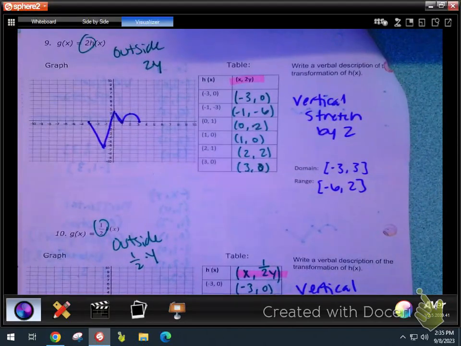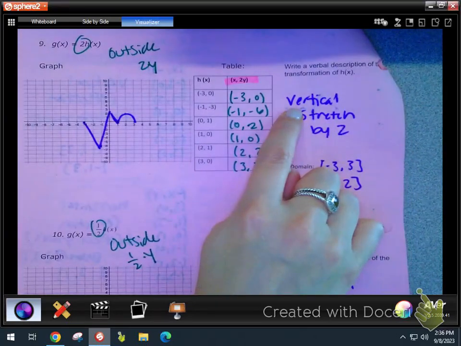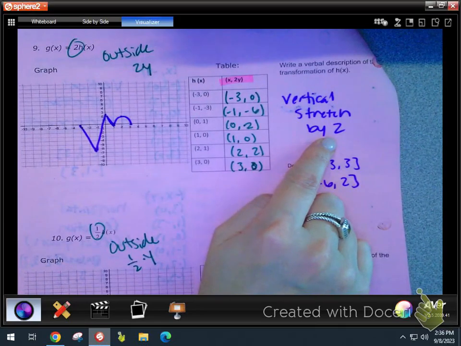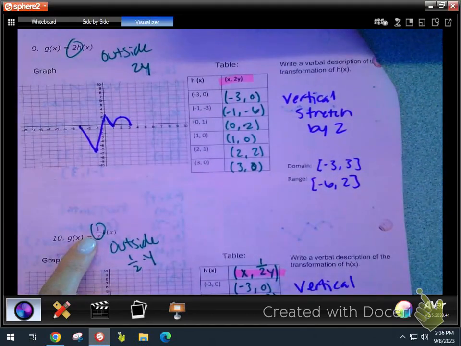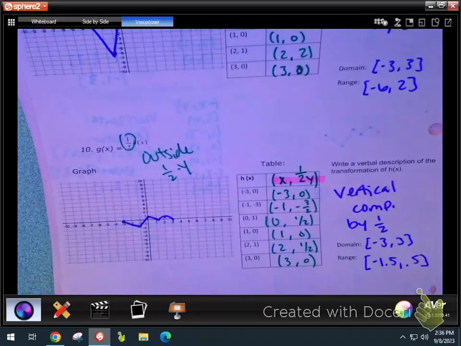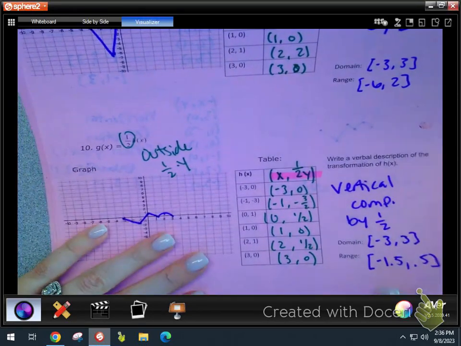When our y's were doubled, what did we do to it? Stretched it. I need you to tell me it's vertical. I need you to tell me it's a stretch. And I need you to tell me it's by a factor of 2. When you had a 1/2, what happened to your graph? Yeah, you crunched it. Okay, you vertically compressed it like that. So I need you to tell me it's vertical. I need you to tell me it's compression. I need you to tell me it's by 1/2. And we'll talk about how we'll know based on what those numbers are in a minute when we sum all this up.